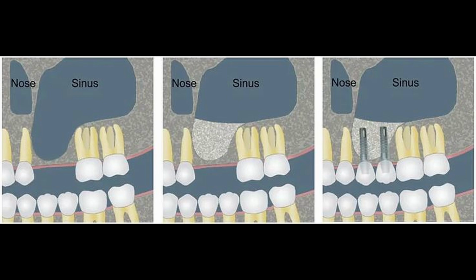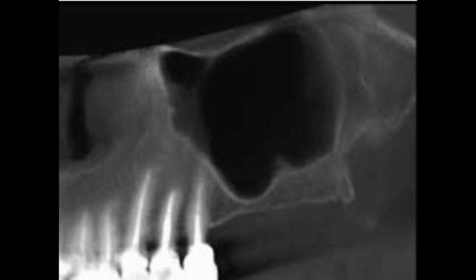One of the most common areas where bone grafting is performed is the posterior upper jaw where sinuses are located. Following tooth extractions, the sinus cavity might have expanded and encroached on the remaining bone. This can result in insufficient bone height for implant placement.